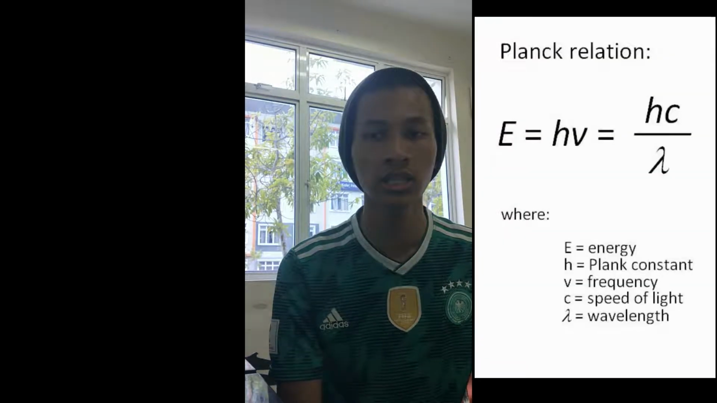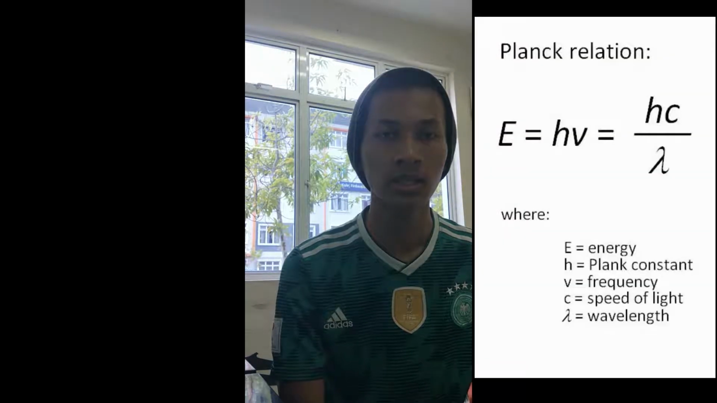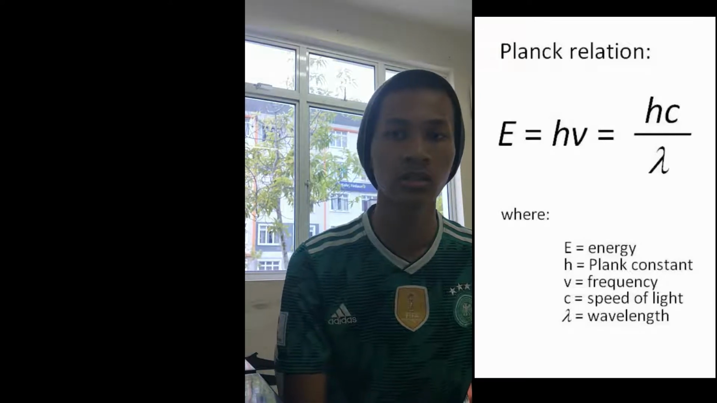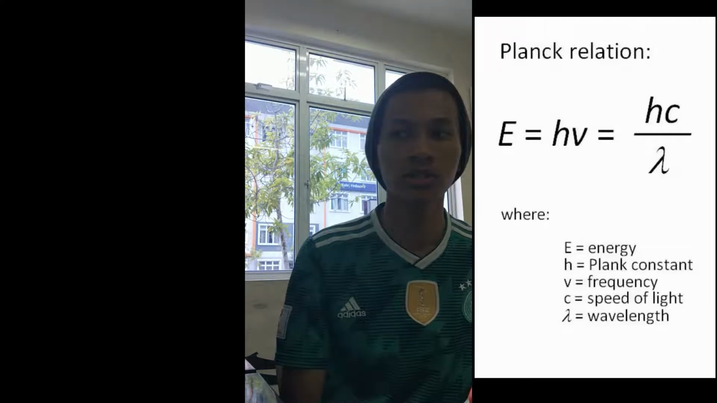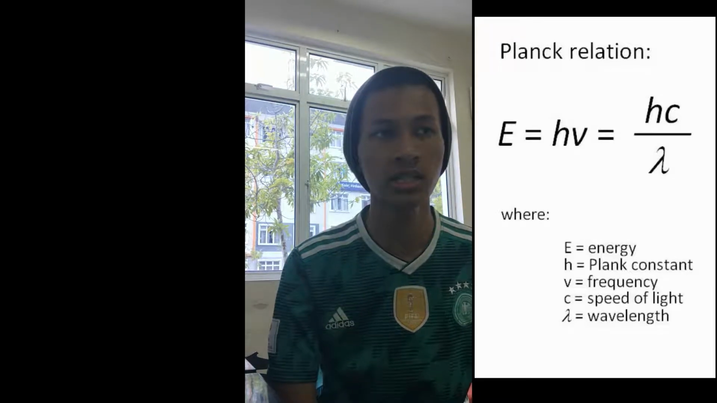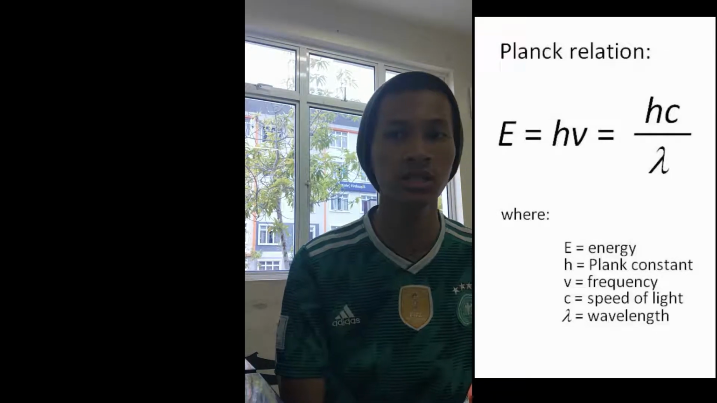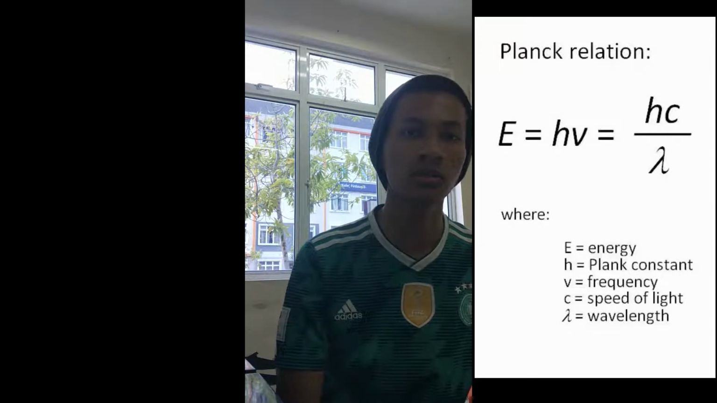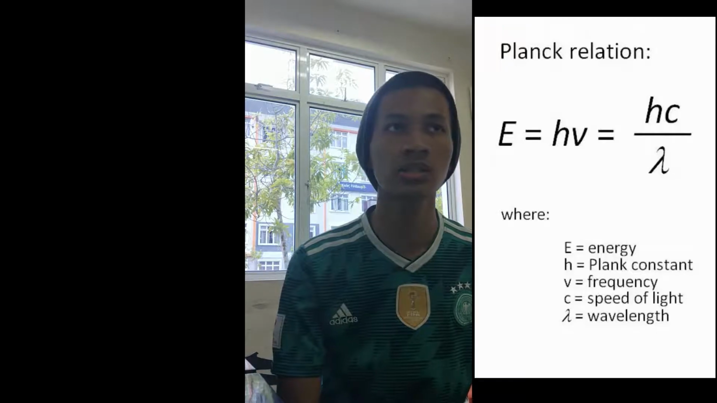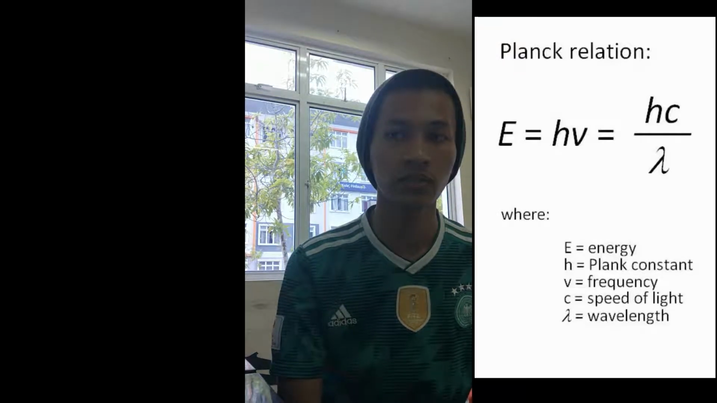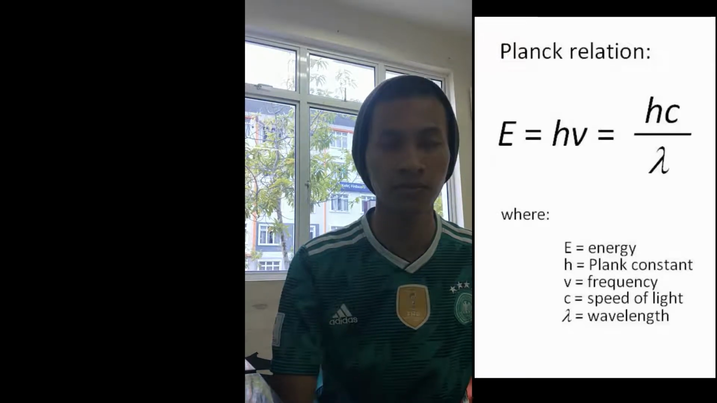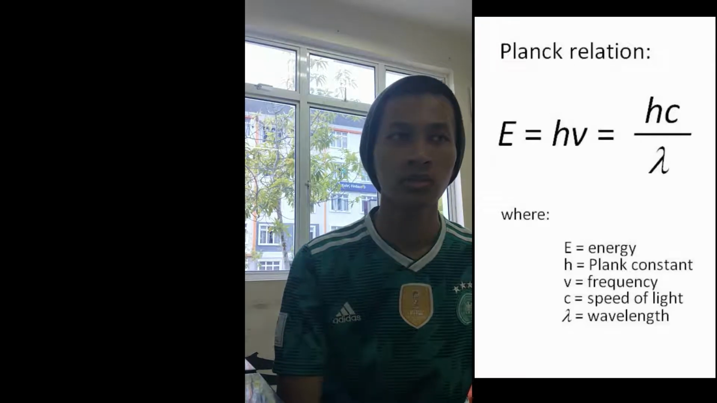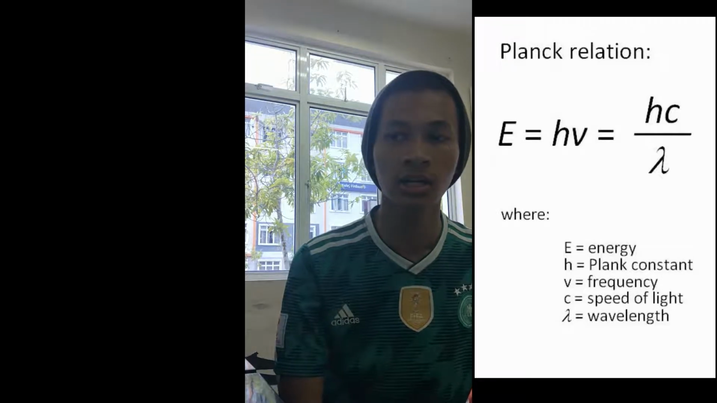The formula of Planck's quantum theory is E equals h times v. E is the energy of the single quantum. h is the Planck constant, which is 6.63 times 10 to the power of negative 24. v is the frequency of radiation. The formula of v is the speed of light over lambda.